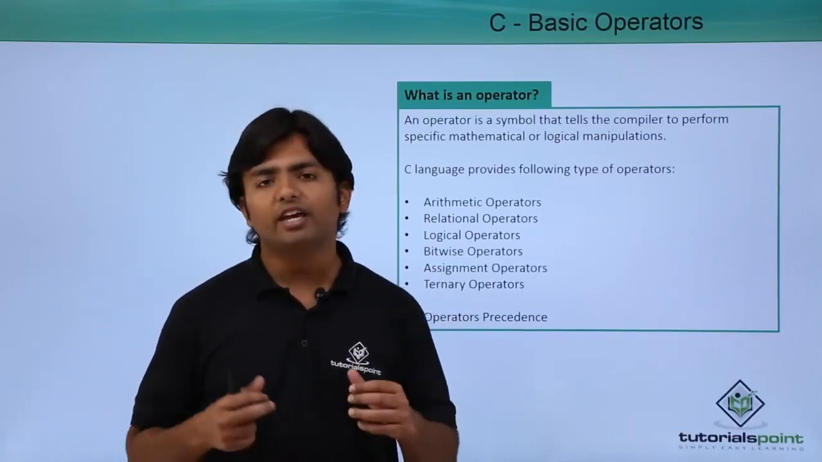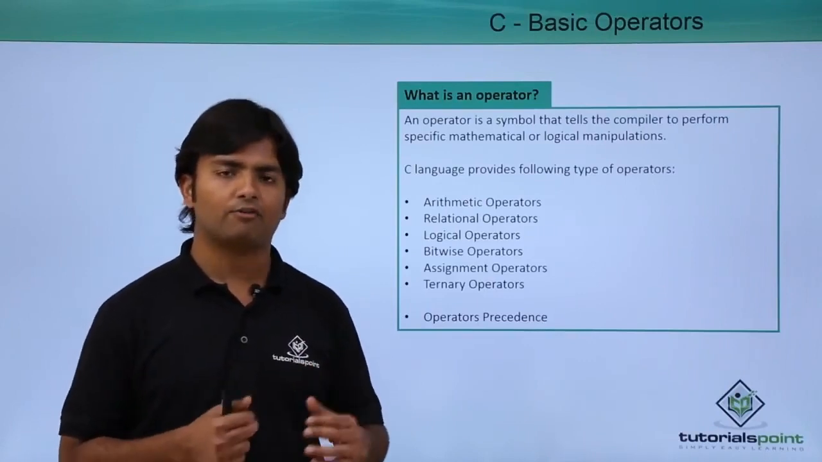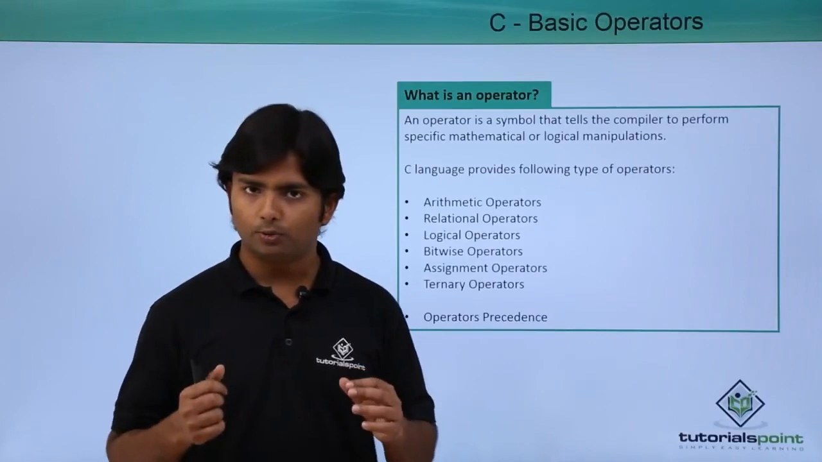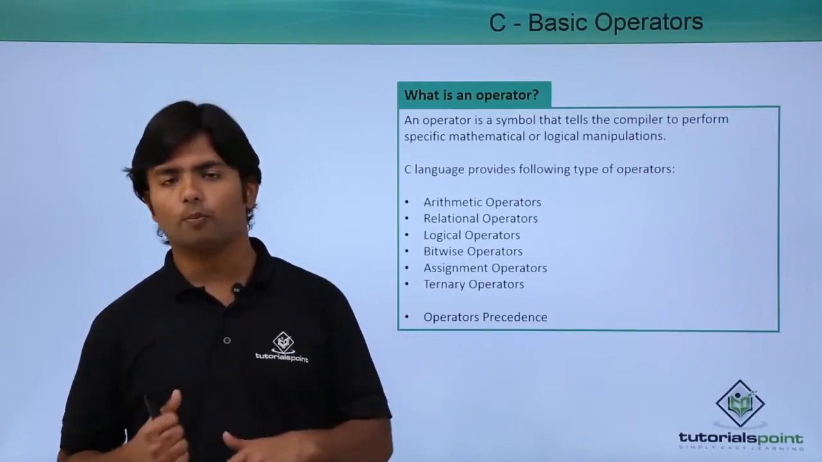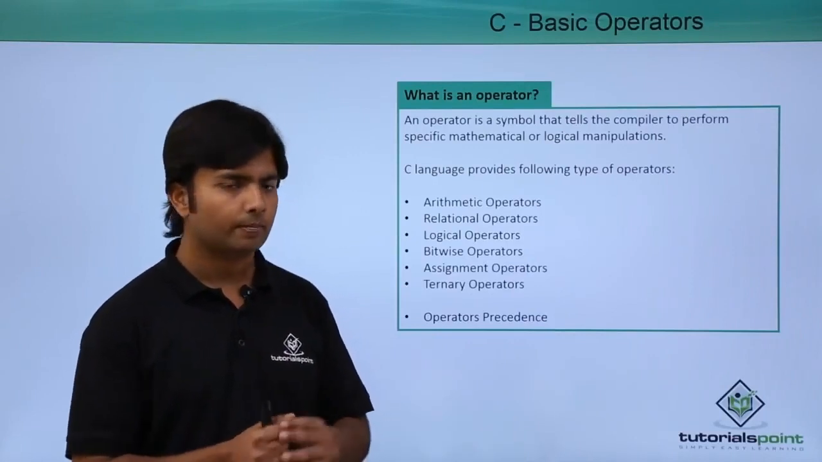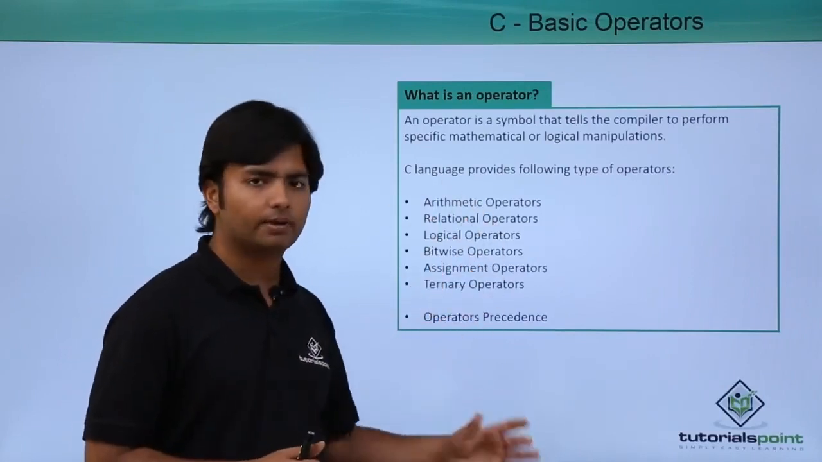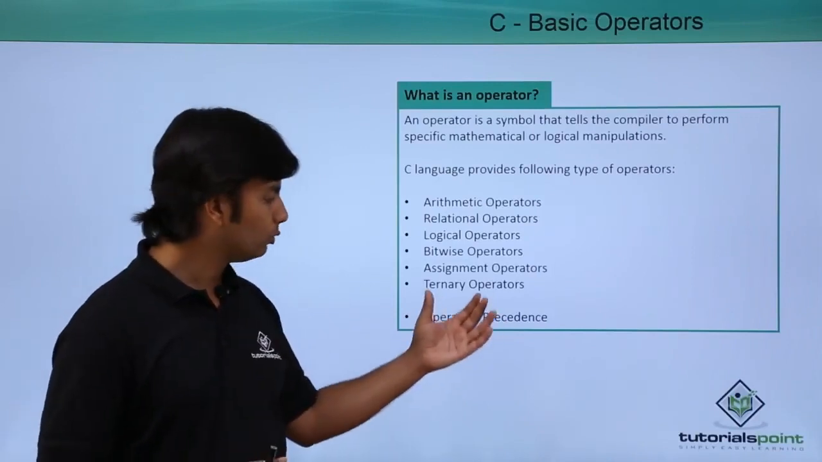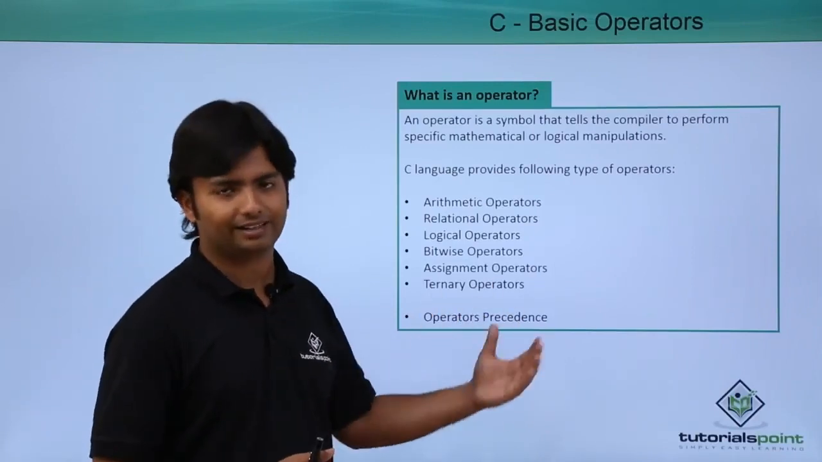That means if we have a complex statement having multiple kinds of operators in it, we will have to judge which operator is going to operate first and which is going to be last. So that will be decided by operator precedence and operator associativity, which we will discuss at last.